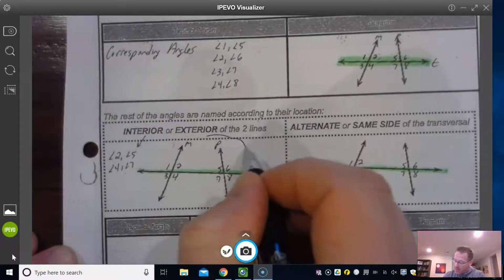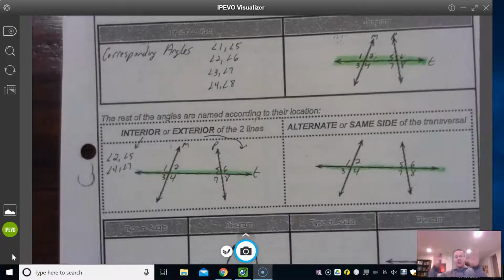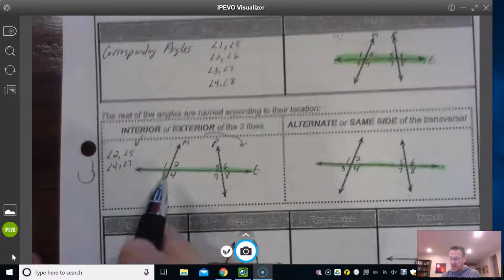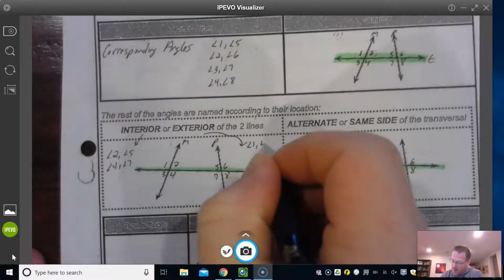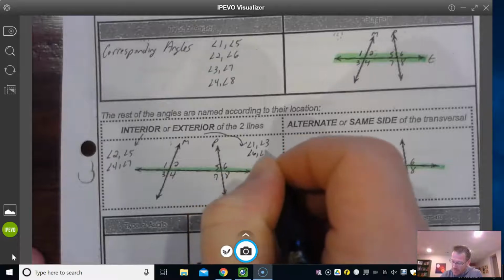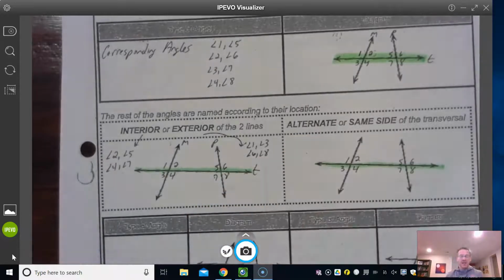Now, when we talk about exterior angles, those are on the outside of the two lines that you intersect. Notice that would be angle 1, angle 3, angle 6, and angle 8. So interior is inside of the two lines you intersect, and exterior is on the outside of those lines.